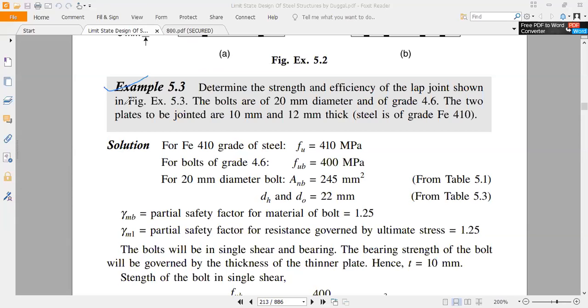Determine the strength and efficiency of the lap joint shown in the figure, example 5.3. The bolts are of 20 millimeter diameter and grade 4.6. The two plates to be jointed are 10 millimeter and 12 millimeter thick. Steel is of grade 410. Please read the question.